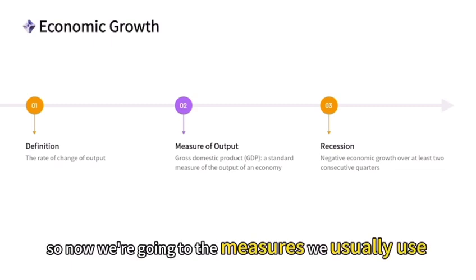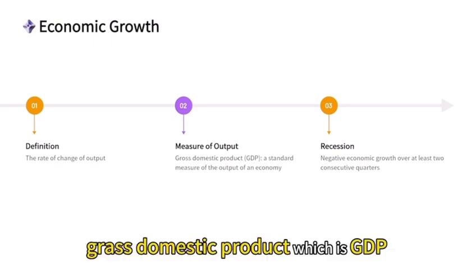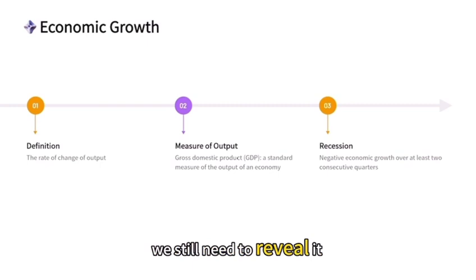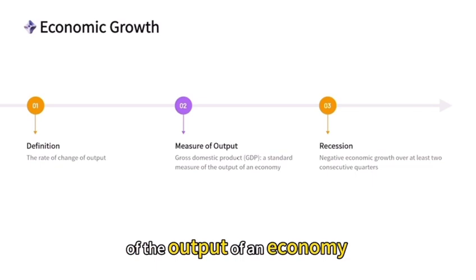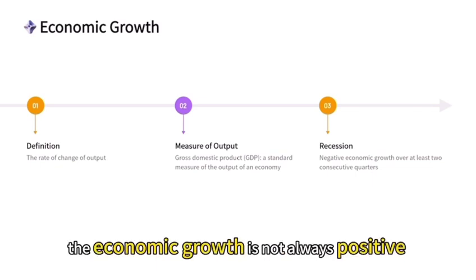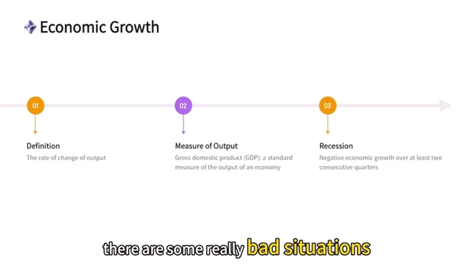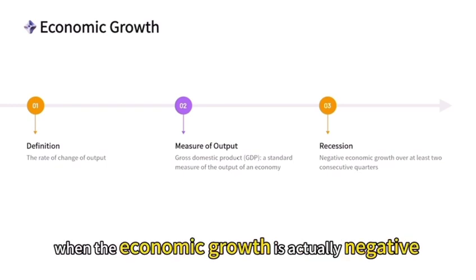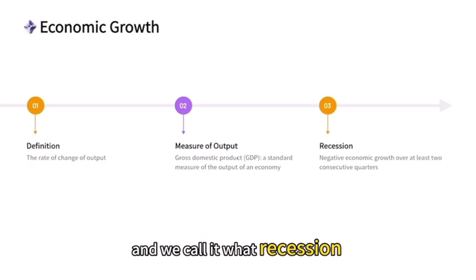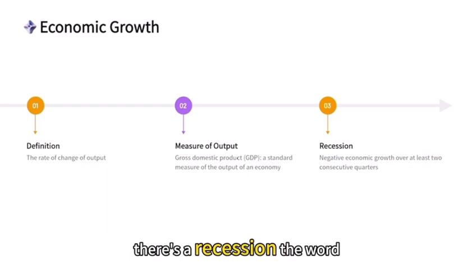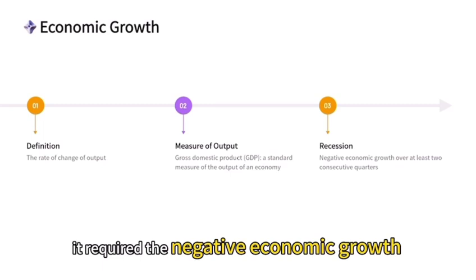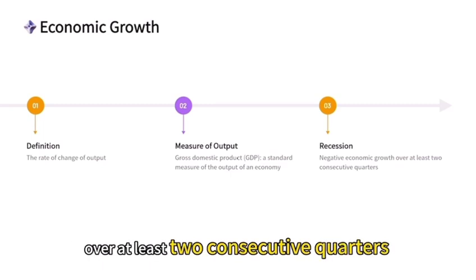So now we're going to the measures. We usually use gross domestic product, which is GDP. Although we're pretty familiar with this concept, we still need to review it. GDP is a standard measure of the output of an economy. However, economic growth is not always positive. There are some really bad situations when economic growth is actually negative, and we call it recession. As you can see under the 3, there's the word recession. And it is noticeable that it requires negative economic growth over at least 2 consecutive quarters.